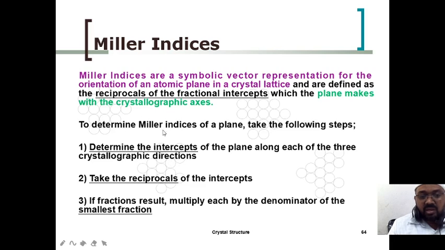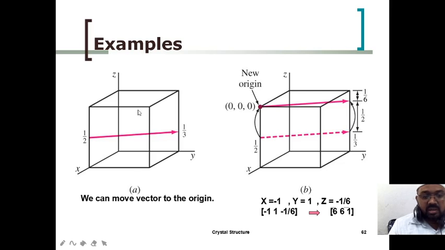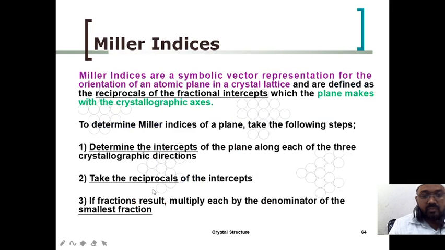To determine the Miller indices of a plane, we take the following steps. Now I want to know the Miller indices of this particular plane. You can take any unit cell as an example. This is one part on the x-axis. So what I would do is determine the intercept of the plane along each of the three crystallographic directions. How can I mathematically know the Miller indices of a given plane? That plane may be the faces of the cubic unit cell, which has 6 faces.